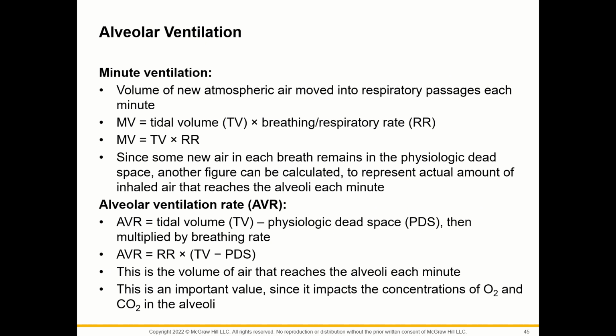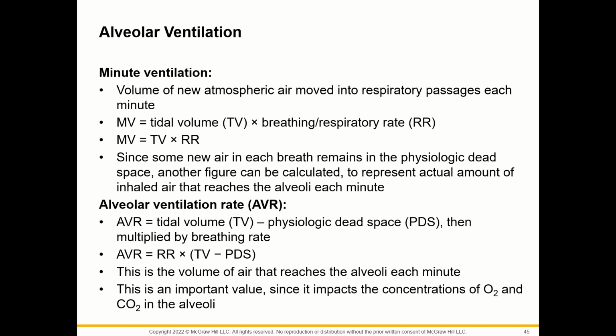I'm like, ugh. All right, so alveolar ventilation. Minute ventilation is the volume of new atmospheric air moved into the respiratory passages each minute. Minute ventilation equals the tidal volume times the breathing rate, or respiratory rate. That's a big equation there. So let's talk about what it means.